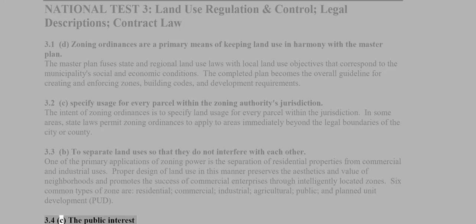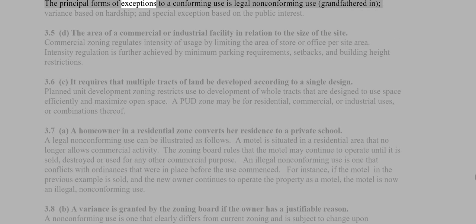3.4 C. The public interest. The principal forms of exceptions to a conforming use are legal non-conforming use, grandfathered in; variance based on hardship; and special exception based on the public interest.